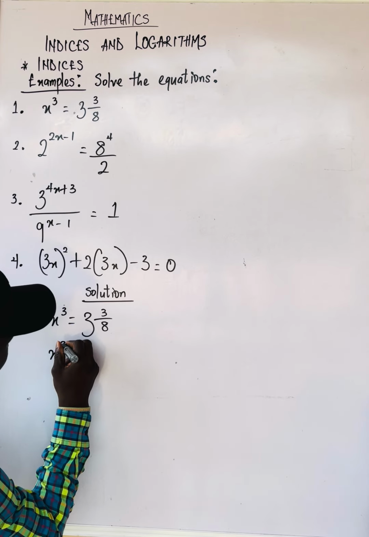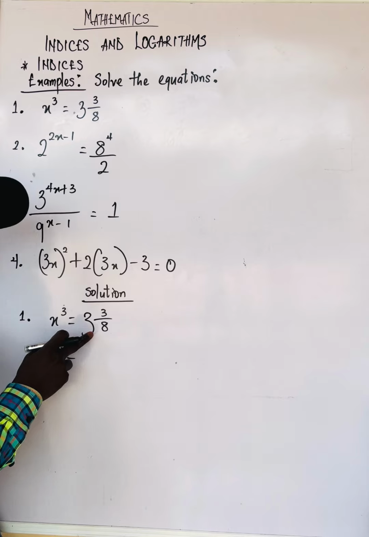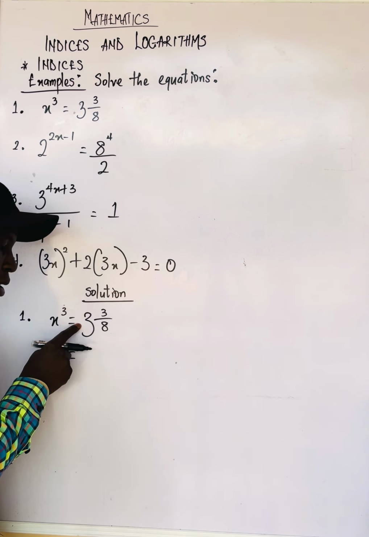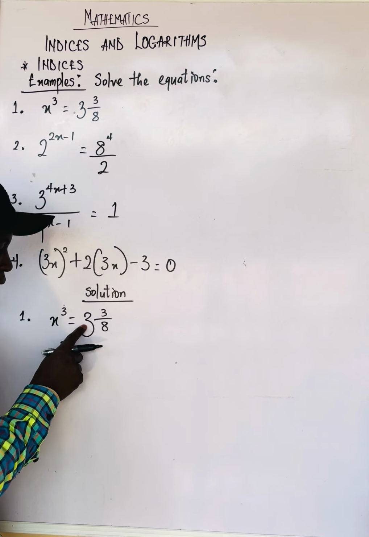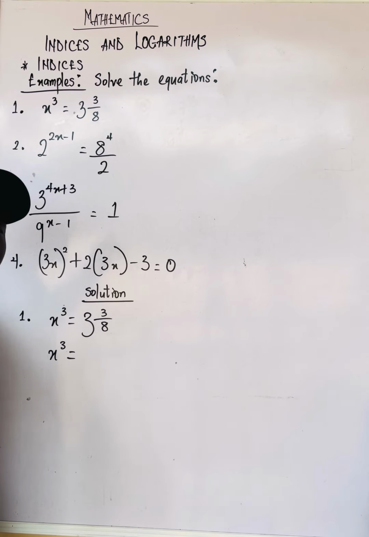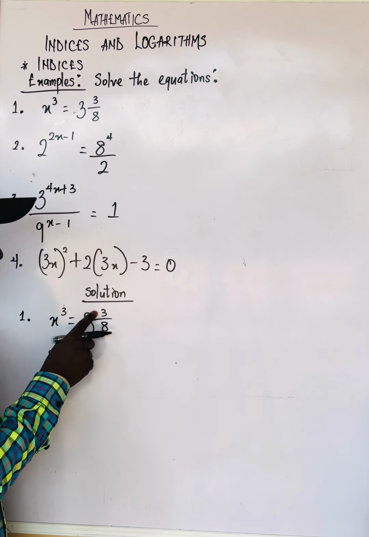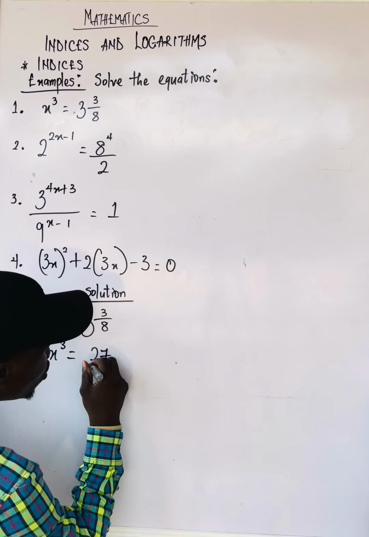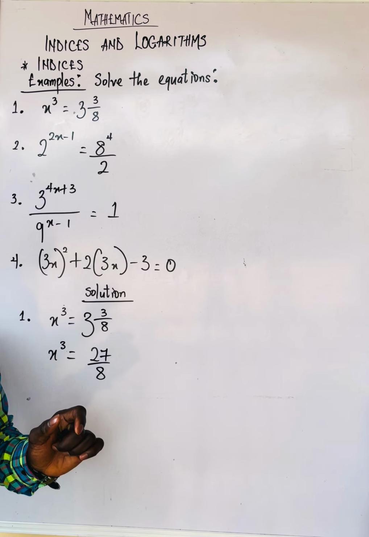We have x raised to power 3 equals, when you want to change this to a fraction, if you want to change a mixed fraction, let me teach you. It is just simply this multiplied by this, then plus this, then over this. That's all. So if you want to change a mixed fraction, this is how you change it. Now, 8 times 3 will give us what? 24. 24 plus 3 will give us 27. That will be 27 over 8. Do you understand how to change a mixed fraction now?